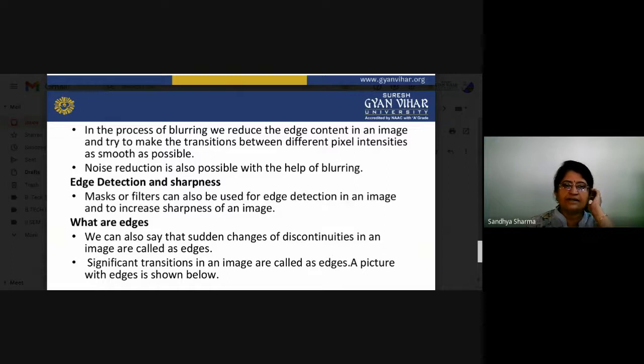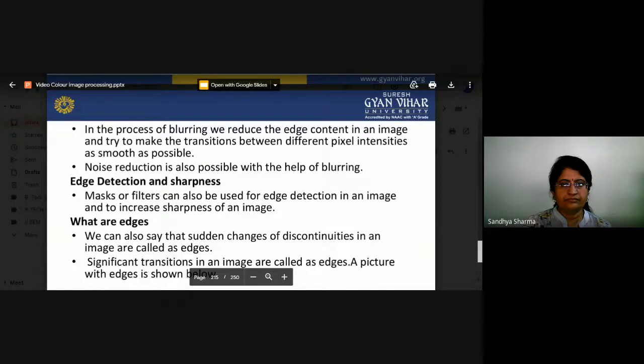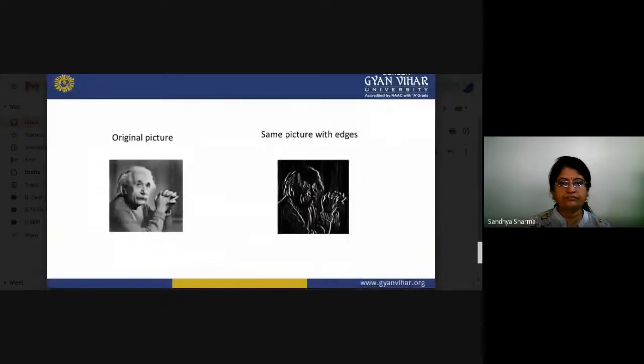So what are edges? We can say that sudden changes or discontinuities in an image are called edges. Significant transitions in an image are called edges. A picture with edges is shown below. So that is basically the original picture and the same picture with the edges.